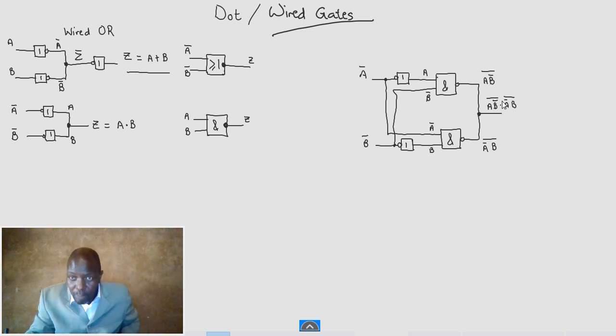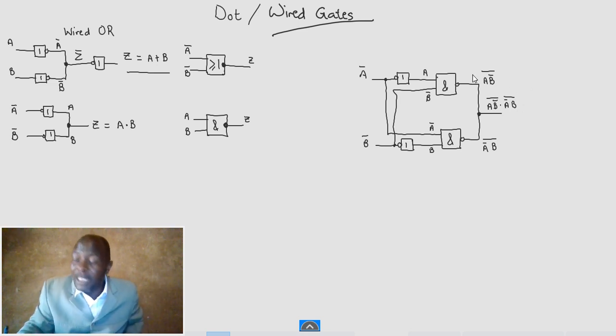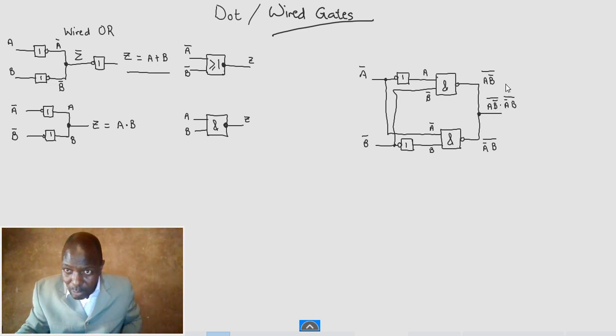Now, if you look at this, this is a wired OR. The inputs that came in are inverted, so it's an OR gate. It's a wired OR gate at this stage. The output here is a NAND gate. Let's prove it. This here will be an exclusive NOR gate. Let's prove it. What is this?